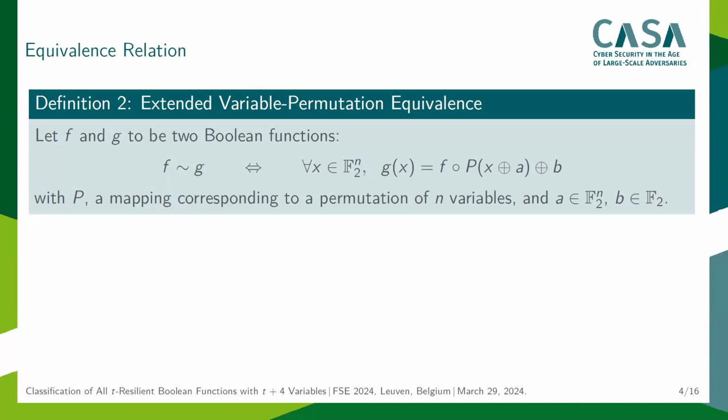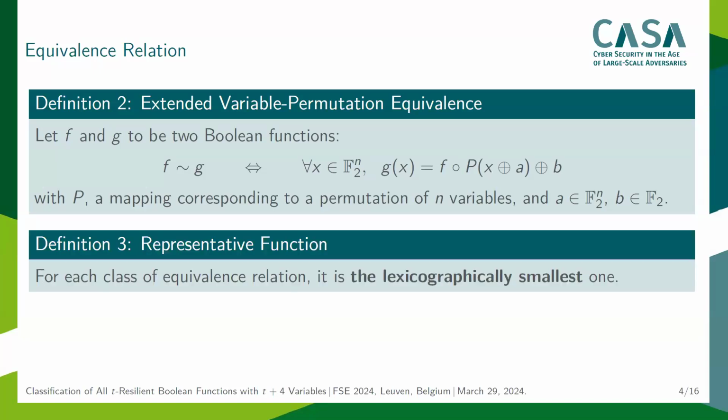Another thing in studying Boolean functions is defining the proper equivalence relation. For our case, we use extended variable permutation equivalence, and it is defined in this way. Two functions f and g are extended variable permutation equivalent if you can get one of them by using some constants in the input and output, and also being able to shuffle the variables in the input of the first function. For each equivalence class, we use a representative function to define that class, and we usually use the lexicographically smallest one as the representative.